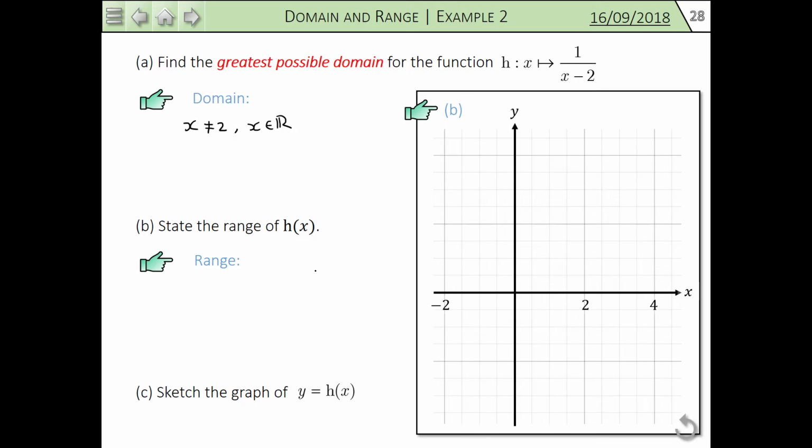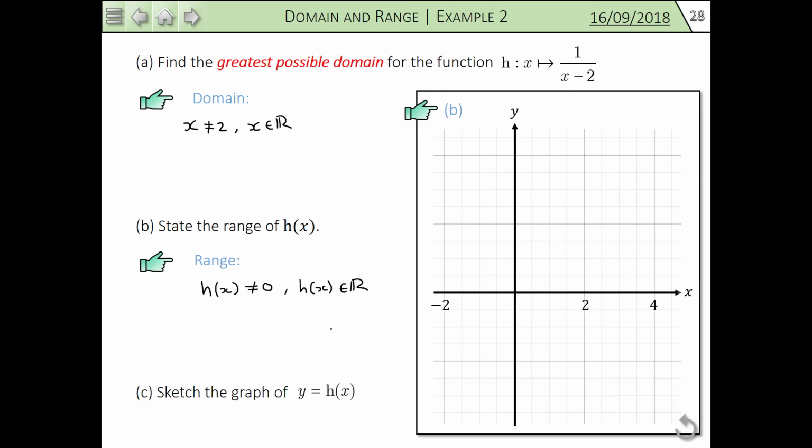In part B, it says state the range of h of x. Remember, the range is the possible output values. Remember, in part A we said x cannot equal 2 because if it did equal 2 we'd have 1 over 0. And if we have any other number on the bottom, we're going to get 1 over something, which will never be 0. So the range of the function can be written as h of x is not equal to 0, with h of x being a real number.